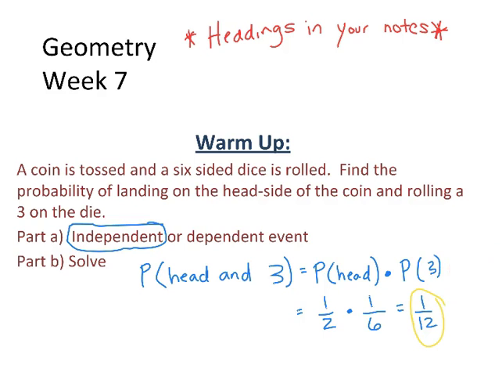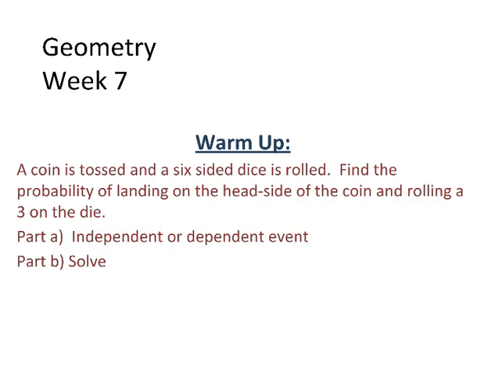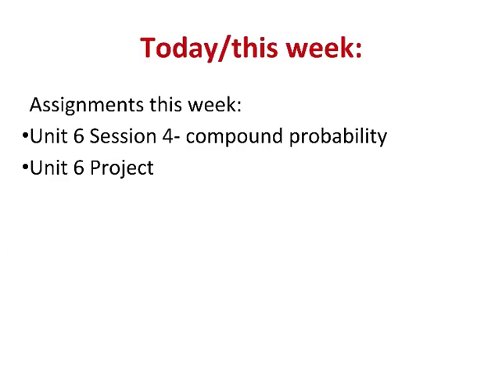All right, so that's some good warm-up of what we did last week of looking at independent and dependent events. This week, you are going to complete Session 4 in Unit 6, and you're going to learn about compound probability. Then you're going to take all the different types of probabilities that you've learned about and apply it in a Unit 6 project.